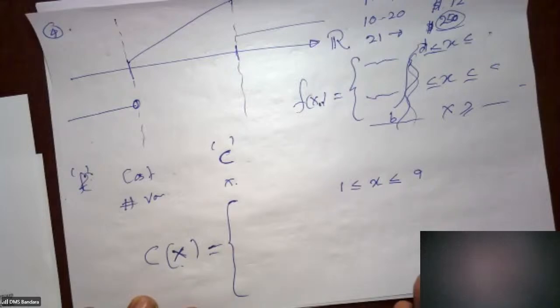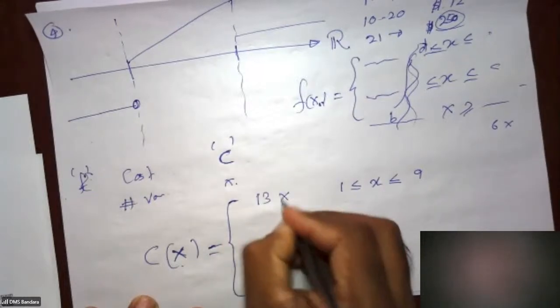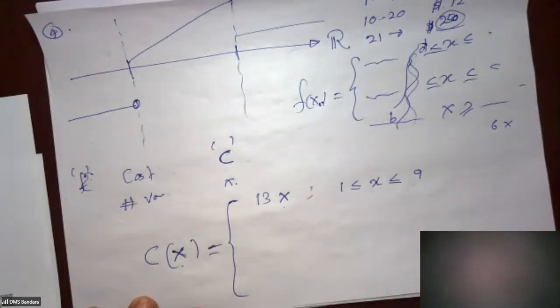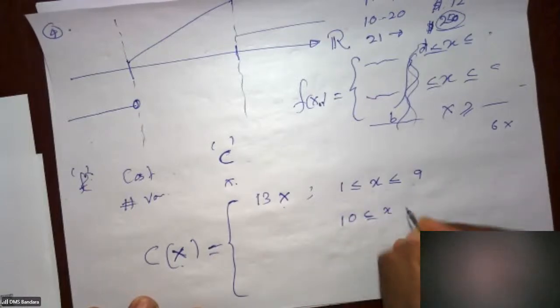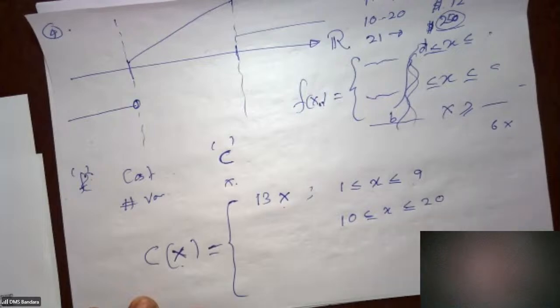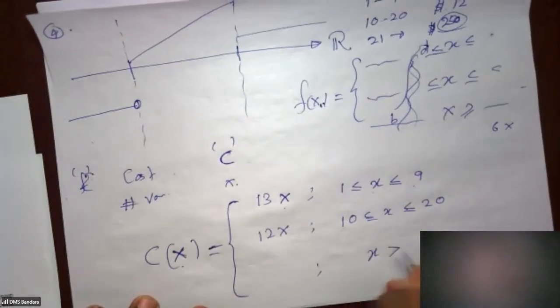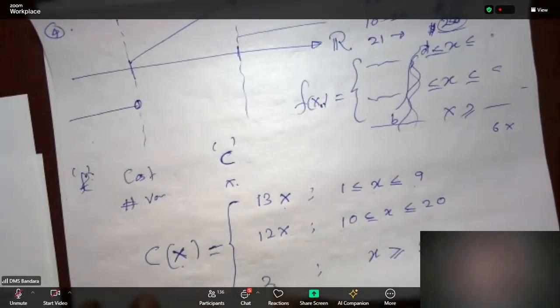Now I am going to the zoo with my 5 friends, including me 6. Now it's 6 times x. I have to pay 6 times 13, so we can call it 13x, where x is the number of people between 1 and 9. Then for x between 10 and 20, the ticket cost is 12, multiplied by the number of people, 12x. When x is greater than or equal to 21, it does not depend on the number of people; it's a flat rate, 250.